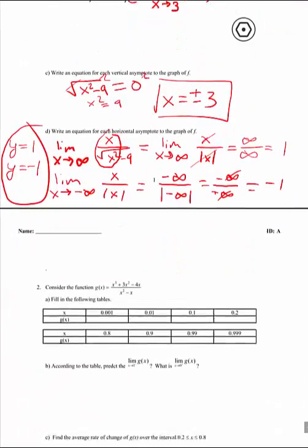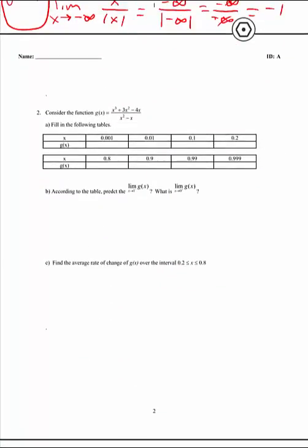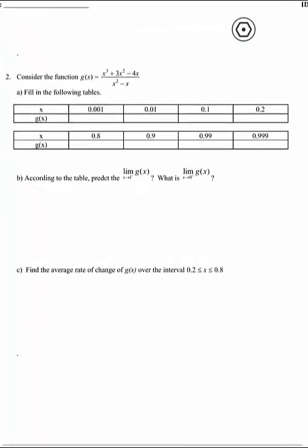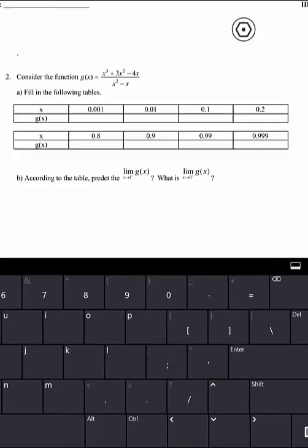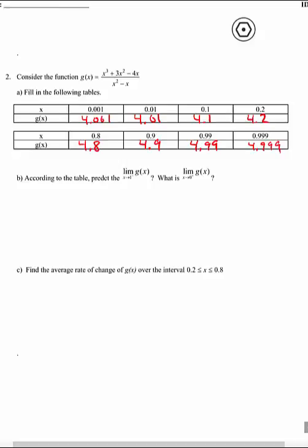Alright, number 2. This is the one where you would have wanted to use your calculator. And on number 2, if you plug in these values to your calculator, you get these answers. And I'm not going to go over that right now, how to do that, but if you need help plugging it into your calculator, talk to me and we'll go over it.